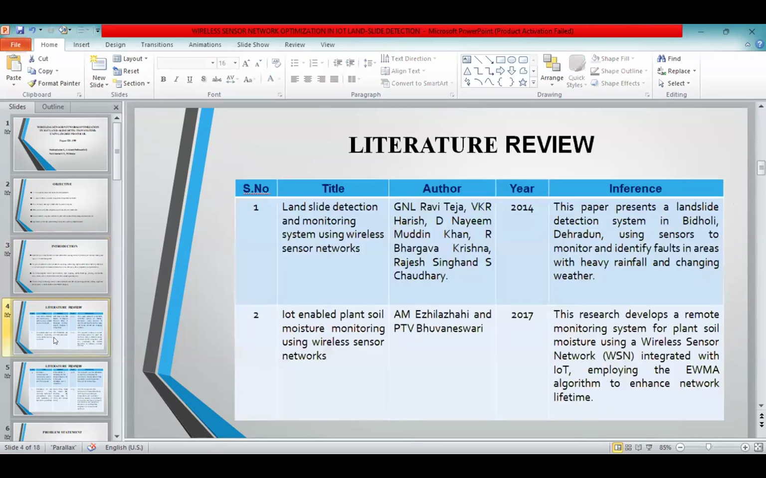Here are some of the literature reviews. The first paper is on landslide detection and monitoring system using wireless sensor network. It discusses using sensor monitoring for identification of fault areas, in the year 2014. The second paper is on IoT-enabled plant soil moisture monitoring using wireless sensor networking. It uses a wireless sensor network integrated with IoT, employing an algorithm to enhance the network lifetime. It was published in the year 2017.